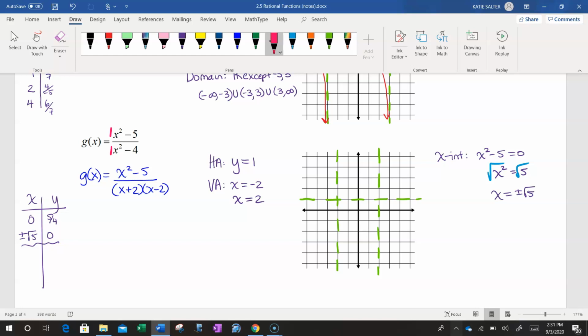The y-intercept is at 5/4 because -5 divided by -4 is +5/4. So we can go ahead and plot that right over here on our graph. So 5/4 would be 1 1/4. So it'd be right up here above that horizontal asymptote. And then our x-intercepts are at positive and negative square root of 5. Now, since we don't have a calculator, you have to think about it. If the square root of 4 is 2, the square root of 5 is a little bit bigger than that. So obviously these x-intercepts are a little bit more than 2 right here and right here.